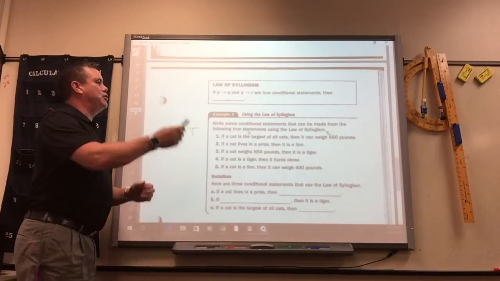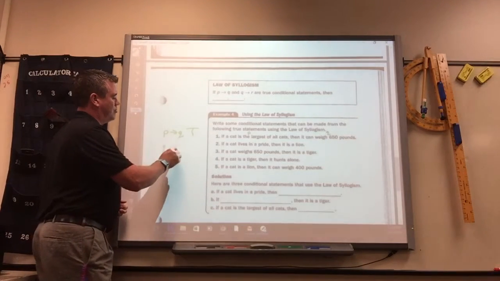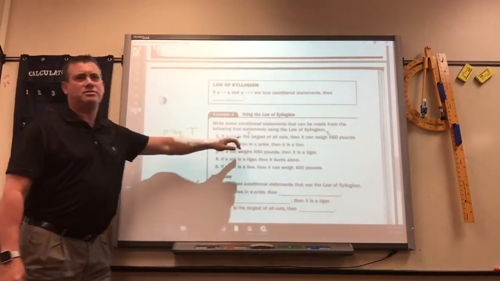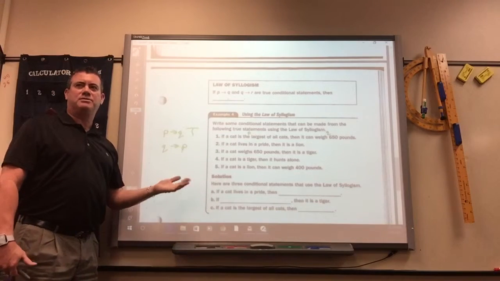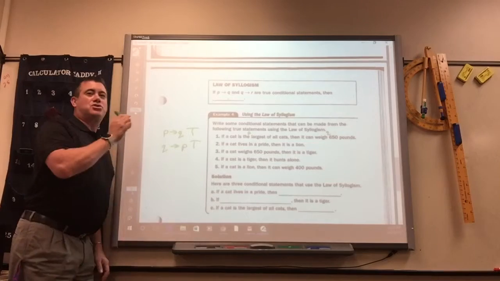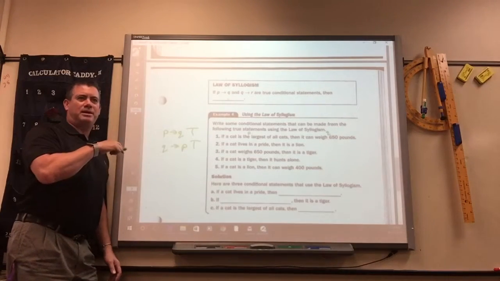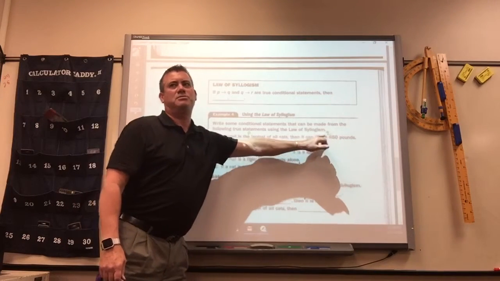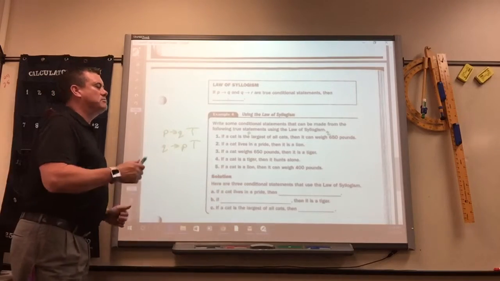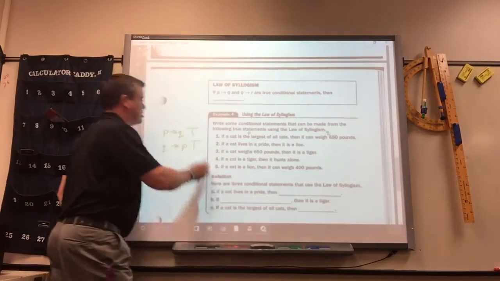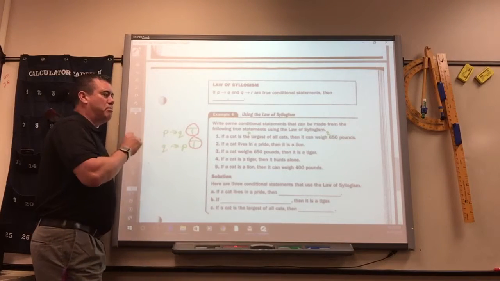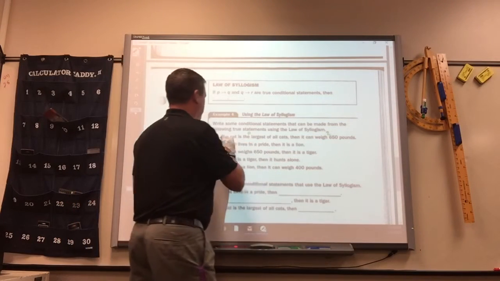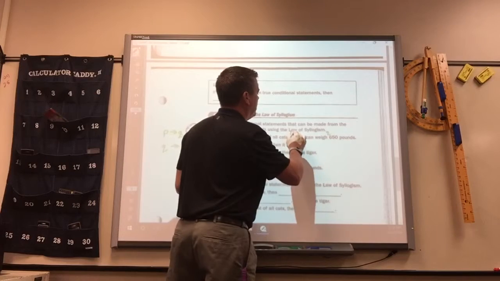That's true. So if you do the converse, if a cat weighs 650 pounds, then it's the largest of all cats. That's probably true too, I'm guessing, since they put it in there. We'll just say it's true. So if they're both true, then you can do the biconditional. A cat is the largest of all cats if and only if it weighs 650 pounds. Well, no, we're just saying both of these are true. So if they're both true, then you can write the biconditional. A cat is the largest of all cats. Remember, you don't put the if there, you don't have the then, you put if and only if.